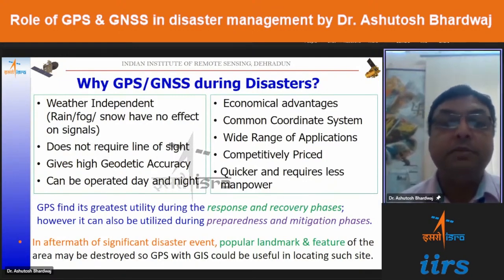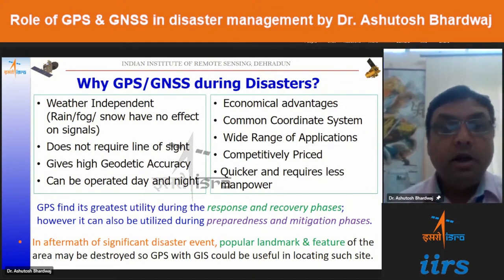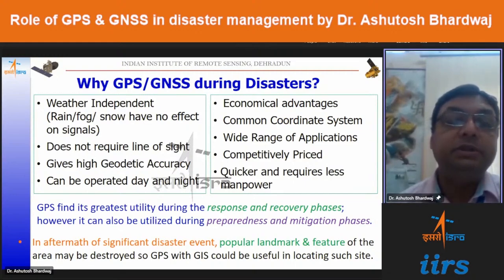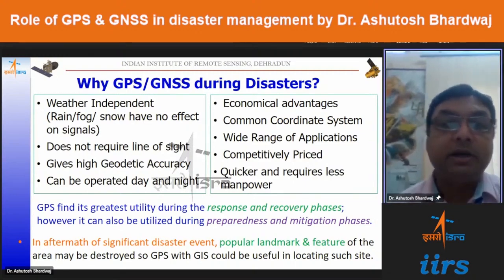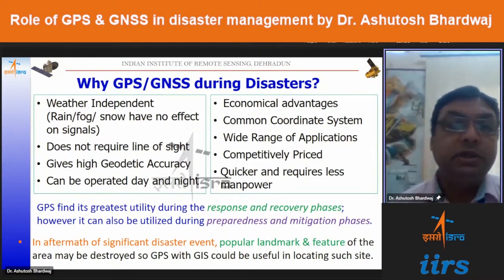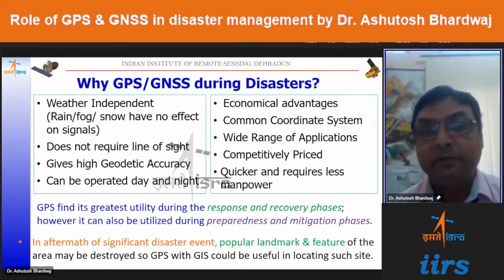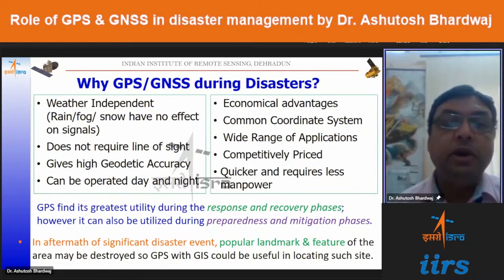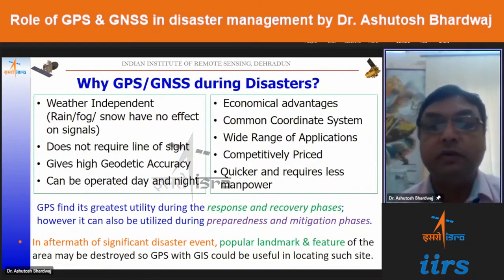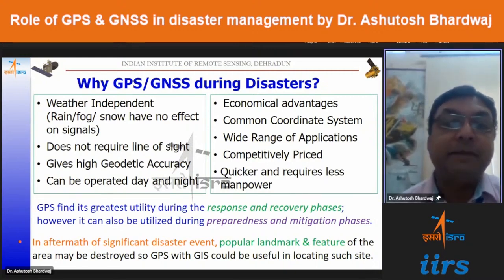The better we are prepared, the better we will be able to face a disaster, so that we have reduced or minimum losses. Now, why does GPS or GNSS become a compulsory requirement in today's disaster scenarios? The reason is that GPS or GNSS is able to provide us the coordinates in any kind of environment, and that also 24/7. So anytime, day or night, we are going to get the signals from the GPS, whether it is snowfall, rainfall, flood, earthquake, or any kind of scenario.